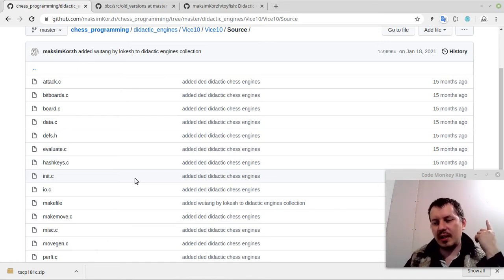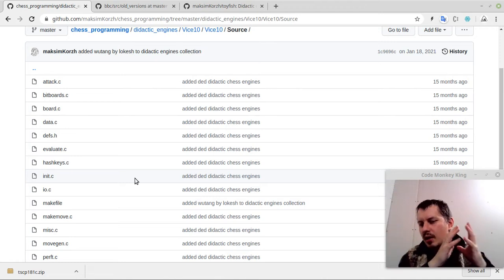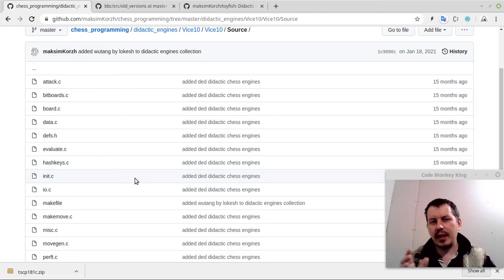But what is absolutely revolutionary for Vice by Richard Tolbert, apart from his video series, which is just legendary, absolutely fantastic, is that he writes this code line by line, and that's a style that is just a forever style. I took that style, and I've built my entire chess programming channel based on those concepts and principles that Richard Tolbert introduced.